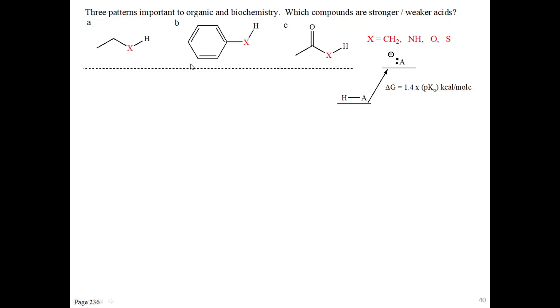Now I put three very important patterns here. Okay, so we got three patterns. We got just sort of an alkane pattern, an aromatic pattern, and a carbonyl pattern. I put X here because that's the atom we're going to manipulate. We're going to switch that out. And the possibilities are CH2, NH, O, and S. So if I just picked any one of them, say this guy right here with these atoms, remember when the acid reacts, we lose this proton and we're left with a minus here.